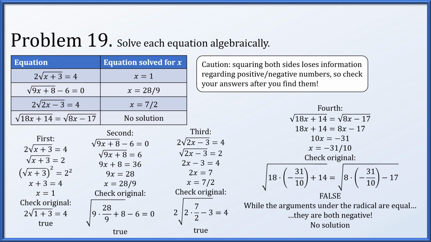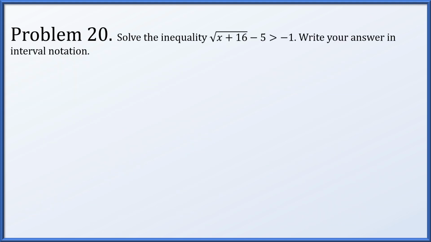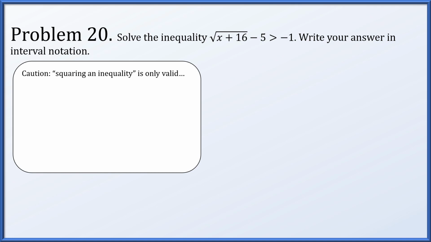We fill that in. In problem 20, we want to solve the inequality: the square root of x plus 16 minus 5 is larger than minus 1. We're going to use interval notation at the end of the day. So I want to caution you, you're going to be tempted to square an inequality to get rid of that square root sign. When can you square an inequality? When both sides are positive.